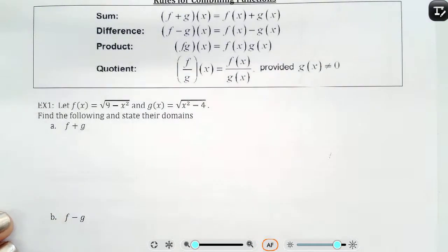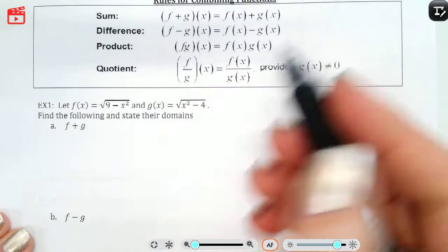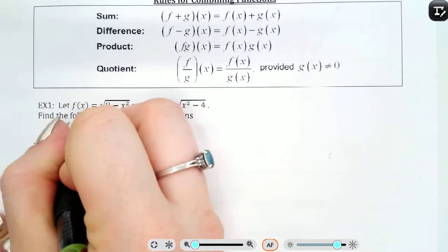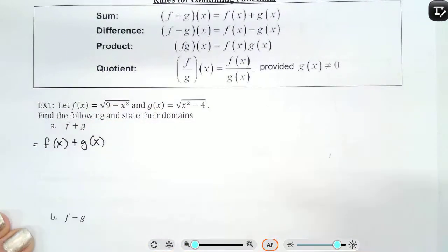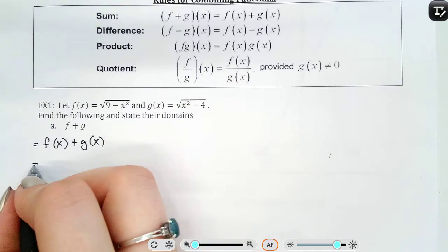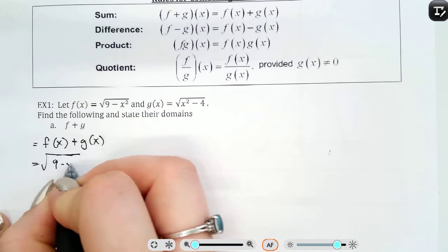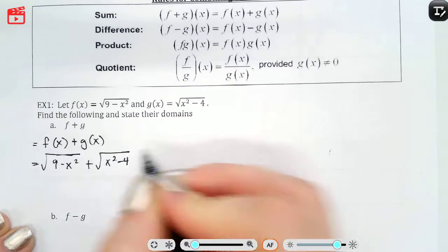plus g. According to my rules, f plus g is just going to be f of x plus g of x. Well, what is f of x? It's right there: the square root of 9 minus x squared plus the square root of x squared minus 4.